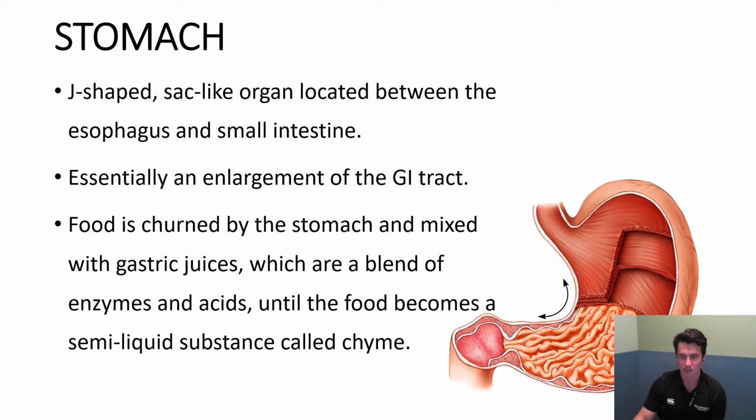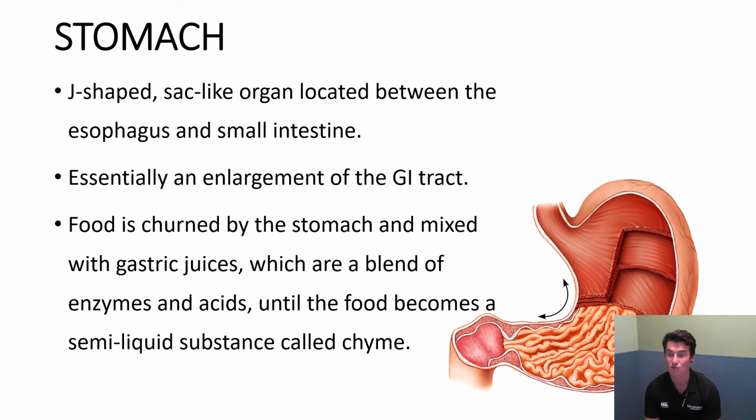Stomach, it looks like a J, a sac-like organ located between esophagus and small intestines. It's essentially just a large piece of that digestive tract. In this space, food is churned by the stomach and mixes with digestive gastric juices. So it secretes gastric juices. These are a blend of enzymes and acids.